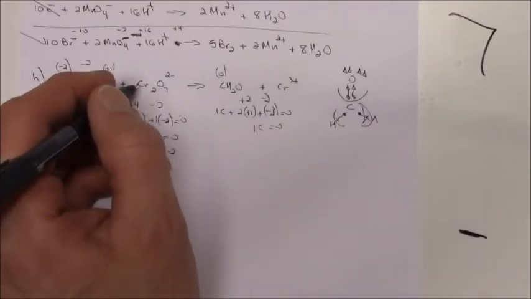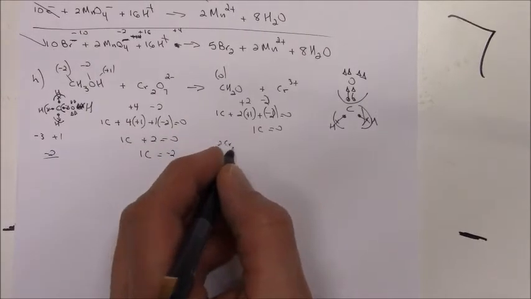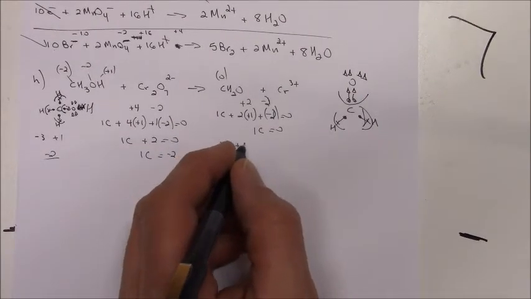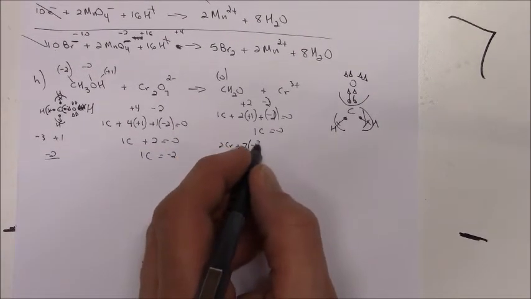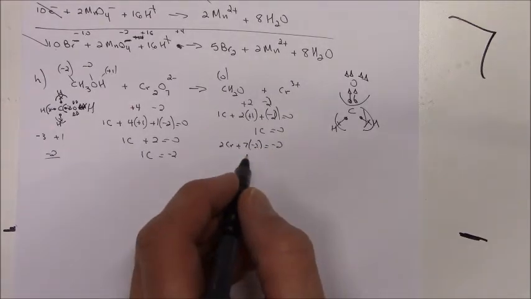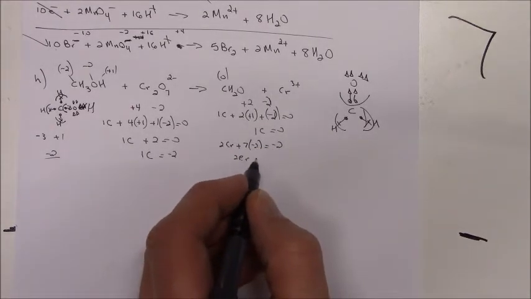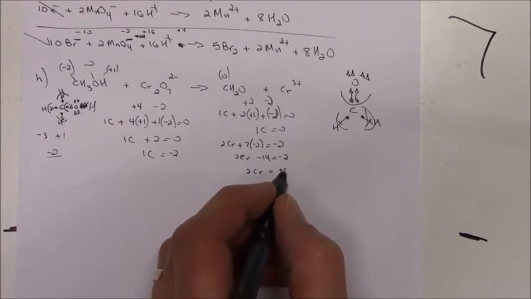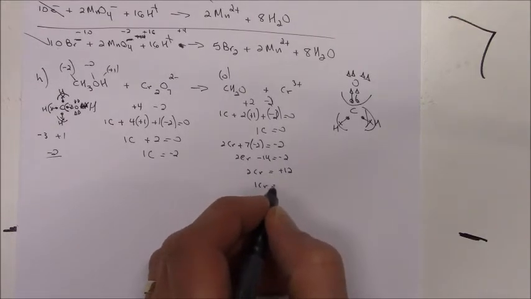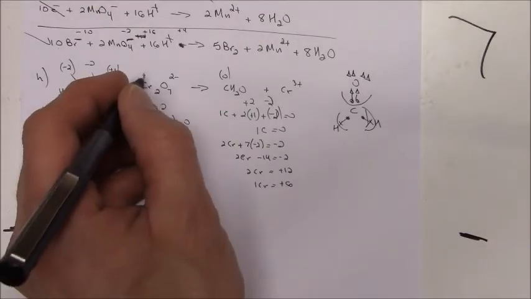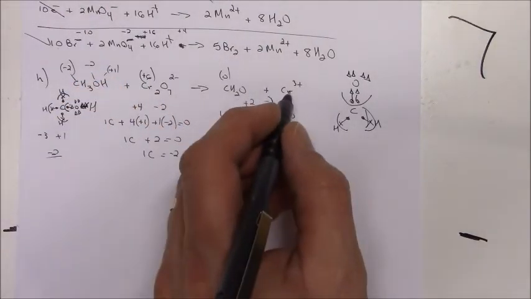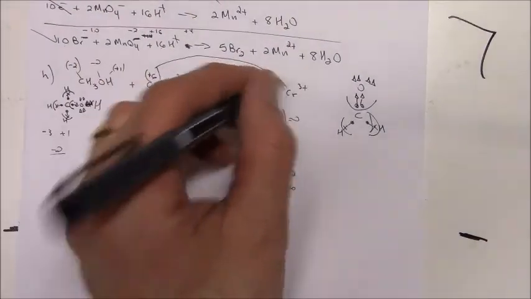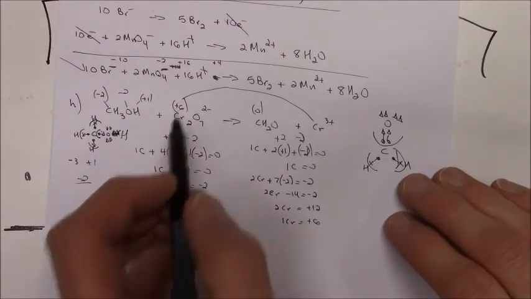Chromium, you've got 2 chromiums plus 7 -2 oxygens equaling -2. So 2 chromium minus 14 equals this. 2 chromium equals +12. 1 chromium equals +6. So this is a +6 chromium. This one is +3.